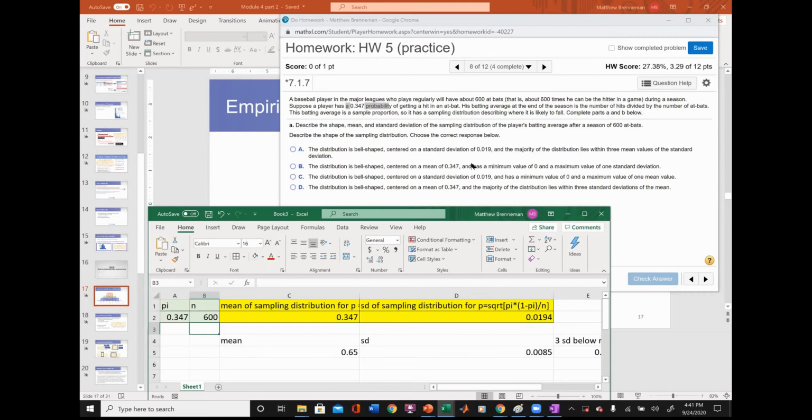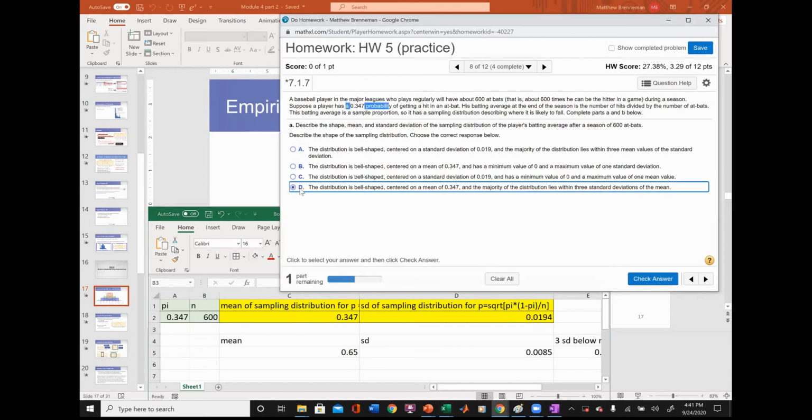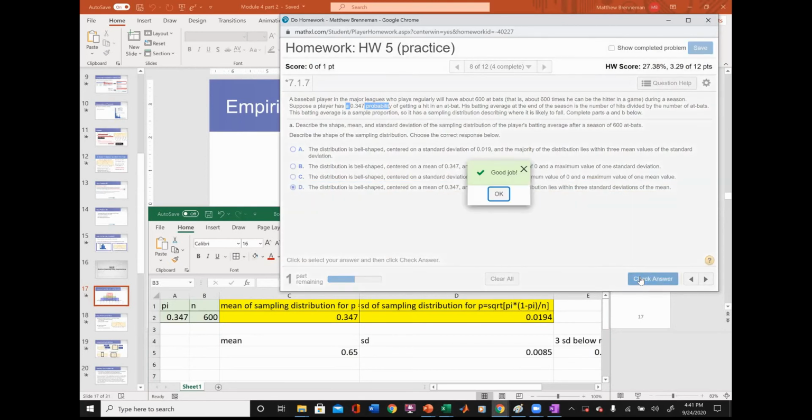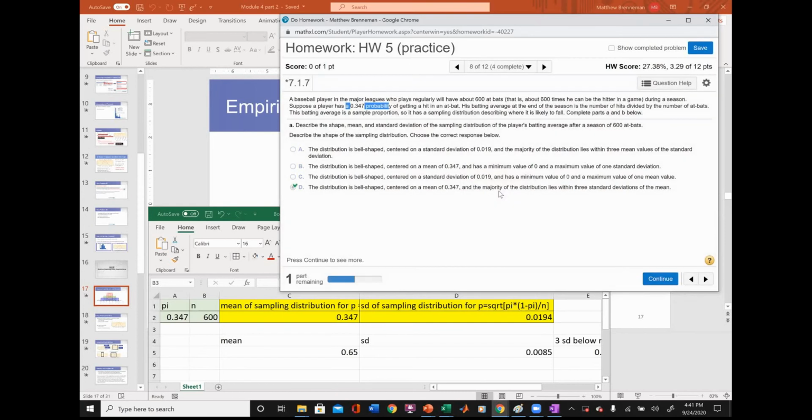And it has a minimum of 0 and a maximum value of 1 standard deviation. Well, that's nonsense. We don't know what the minimum value is. A normal distribution goes on forever, by the way. It goes from negative infinity to positive infinity. There is no minimum value. Technically, for batting average, it does have a minimum value. But the maximum value, 1 standard deviation above? No, of course not. So here's D. Good job.